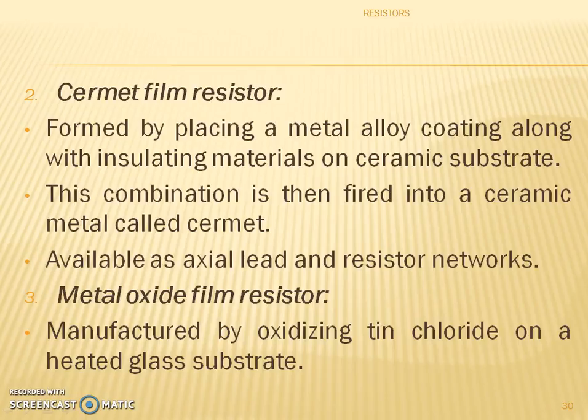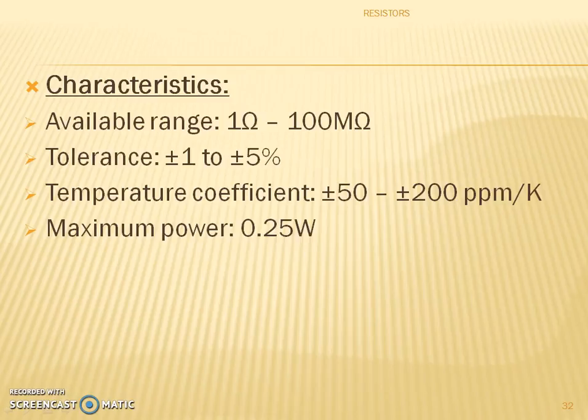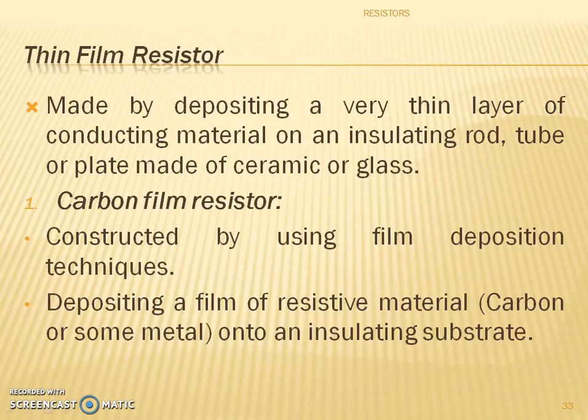Now the third is the metal oxide film resistor, manufactured by oxidizing tin chloride on a heated glass substrate. Now low noise, good temperature stability, and available with high voltage ratings. It's available at very high resistor values up to 10 power 6 mega ohm. Now the characteristics are given here regarding that.